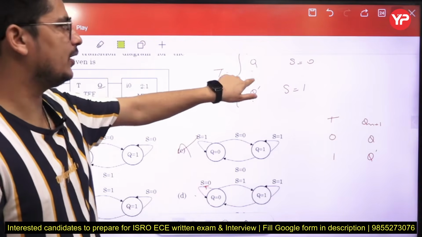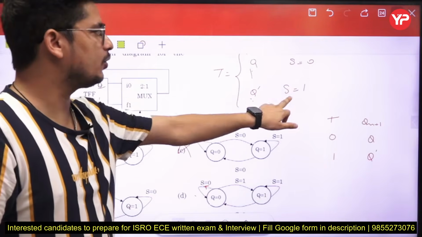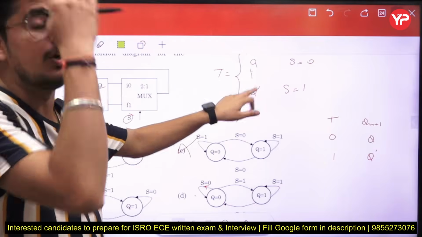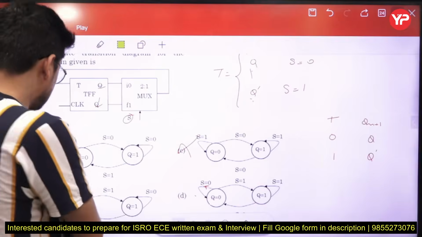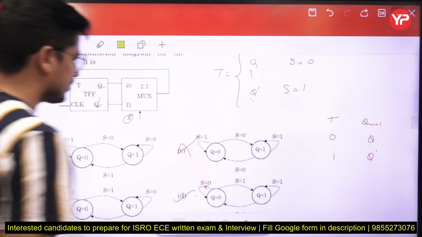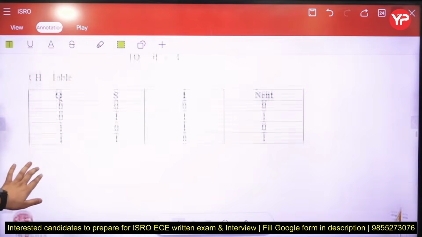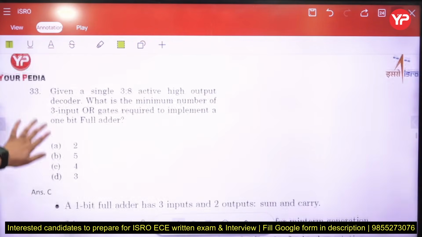Now come to the second condition. When your Q is 1, let's say Q is 1 this time. If your input S is 1, it means Q dash is going to be 0. So no change in your state. It means that it will come into the same state. So this answer is not correct. D answer is correct for this question. So D will be the answer. You can check it from the characteristic table, or you can say the state transition table of this circuit.